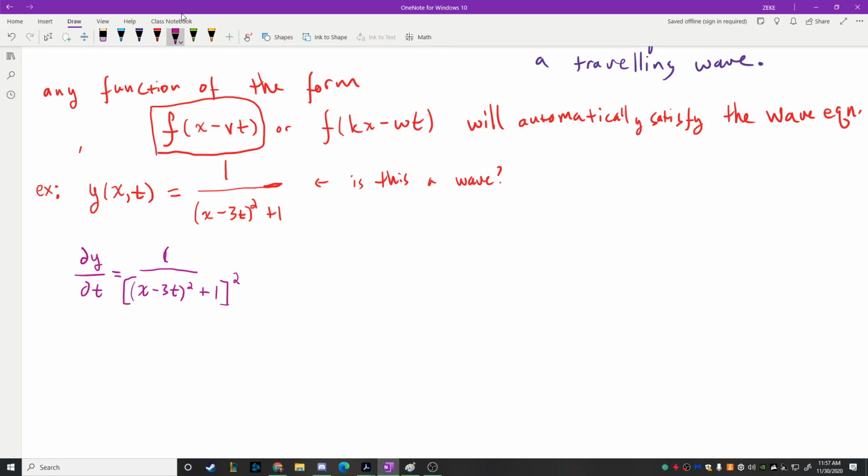So the derivative of this would be 2 times... Oh, we're doing time first, right? So x minus 3t. And then we have to multiply by 3 on the front. So this will become a 6.